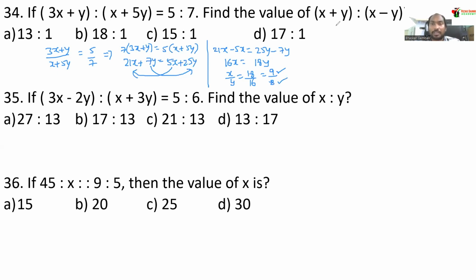Substitute here x plus y. And what does it become, 9 plus 8 is to 9 minus 8. So 17 is to 1. 17 is to 1 is the answer. Option D. Option D is the answer.